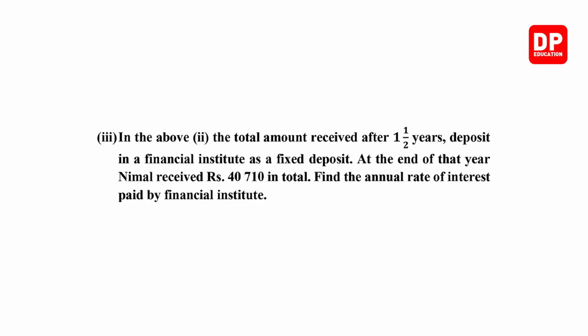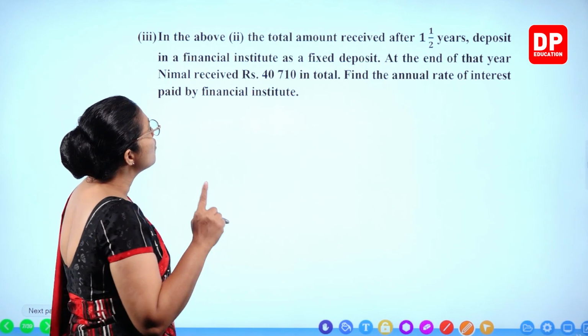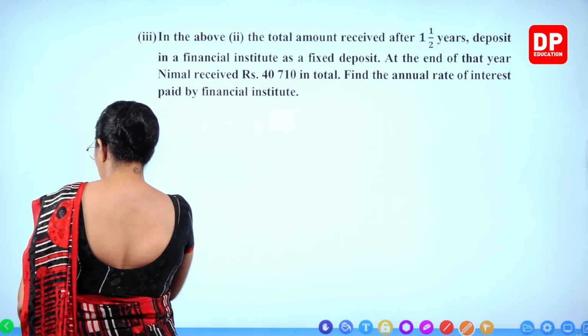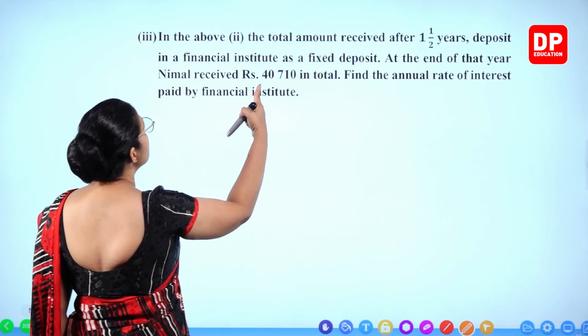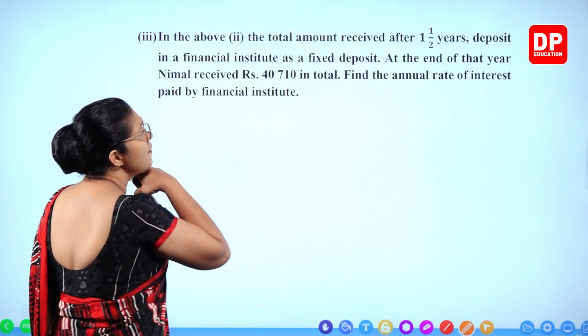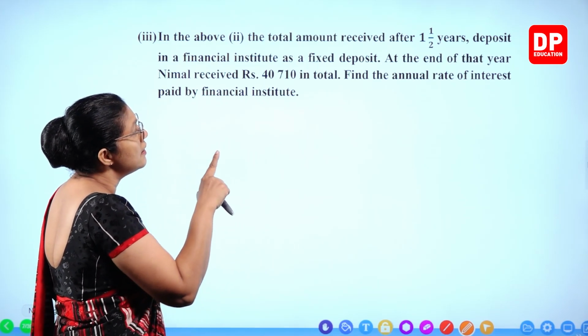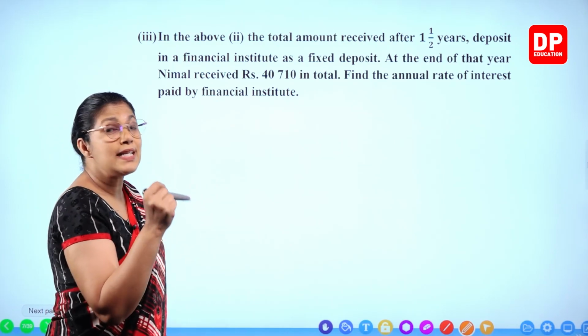Let's take the third part. In the above part 2, the total amount received after 1.5 years was deposited in a financial institute as a fixed deposit. At the end of that year, Nimal received 40,710 in total. Find the annual rate of interest paid by the financial institute. So what's the total amount received? 35,400 rupees. But he gets 40,710 in total after 1 year. So what is the interest he got?